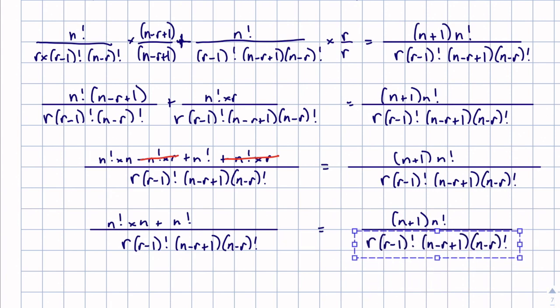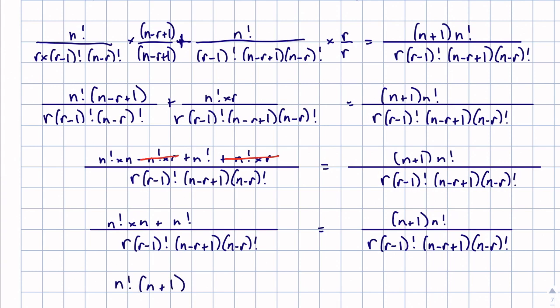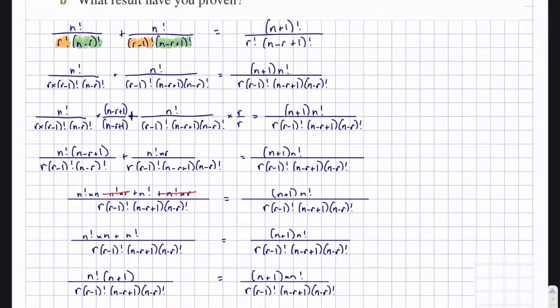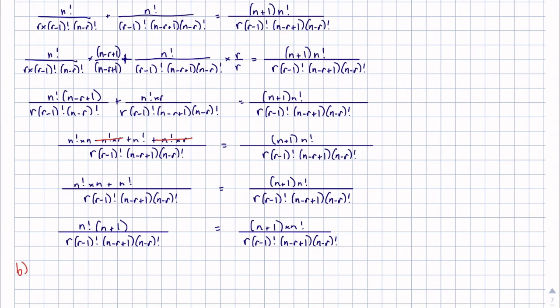I'm going to factorize the top on the left-hand side. I get n factorial times n plus 1. And that's the same as n plus 1 times n factorial. I've got the same thing on both sides. I'm done. Yeah, like once I write it, I'm done. And what we've actually proved there, B, what we've actually proven is the addition theory.